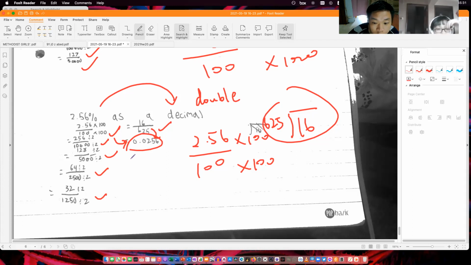Of course, you're not allowed to use the calculator lah. You are supposed to use the long division here, right? Okay. So next time you need to show the long division. If not, the answer is wrong. Your working is correct.